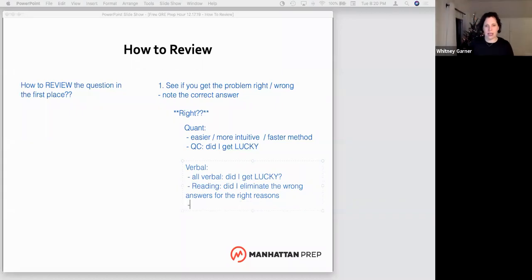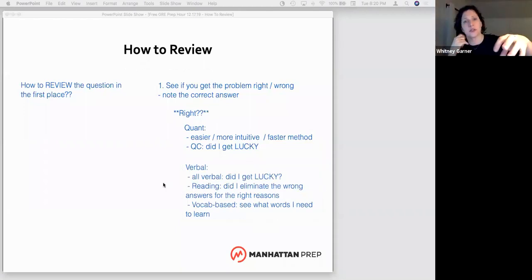And then for any of the vocab-based, I want to see what words I need to learn. So maybe I knew the word that was supposed to go in the blank. I got it. I knew what it was supposed to mean. And I saw that there was an answer choice that matched it, which was good because there were 3 answer choices that I didn't know what they meant. If that's the case, then I need to go and review and see which of these are words that I actually just don't know at all. And so I would like to add those to my flashcard list because I only got lucky on this one because the right answer was a word I knew. If the correct answer had been one of those other words, I'd have been in trouble.